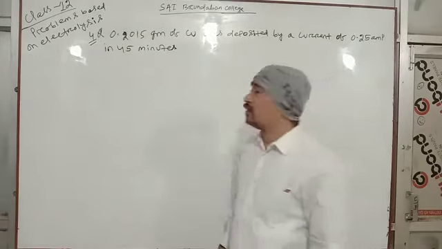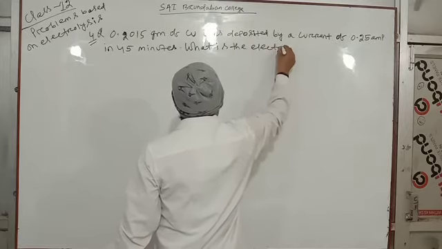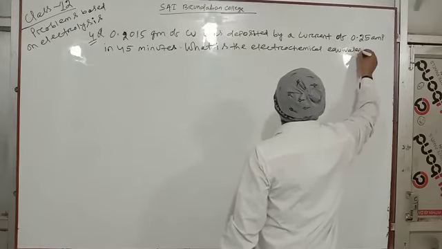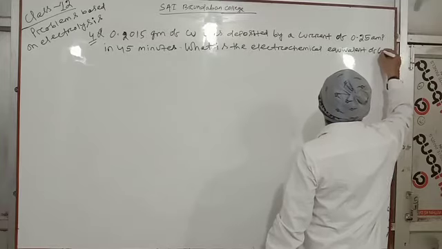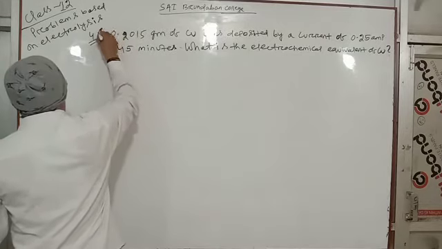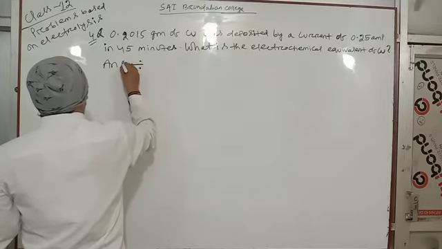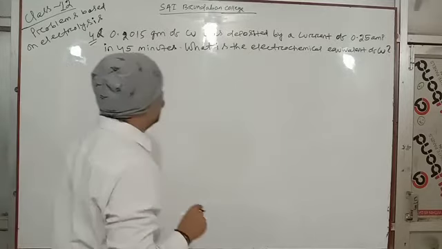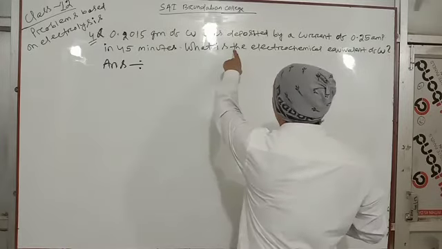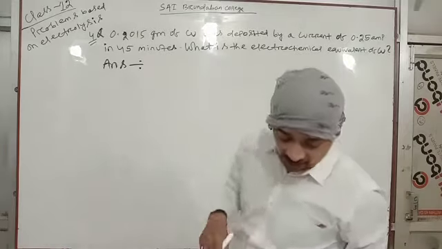What is the electrochemical equivalent of copper? 0.2015 gram of copper was deposited by a current of 0.25 ampere in 45 minutes. What is the electrochemical equivalent of copper?